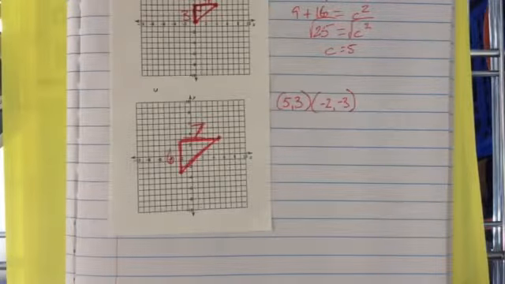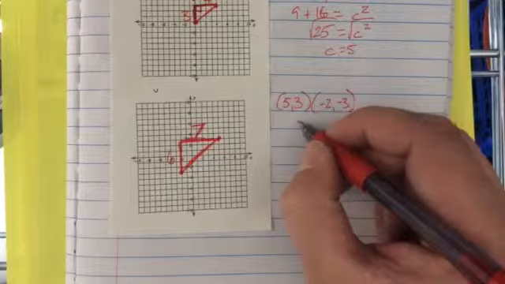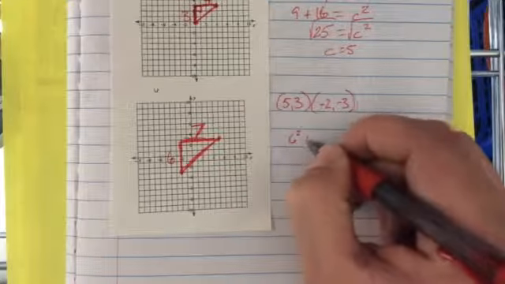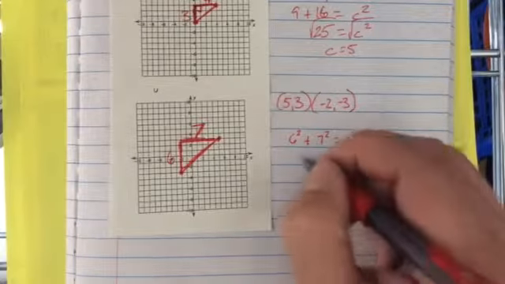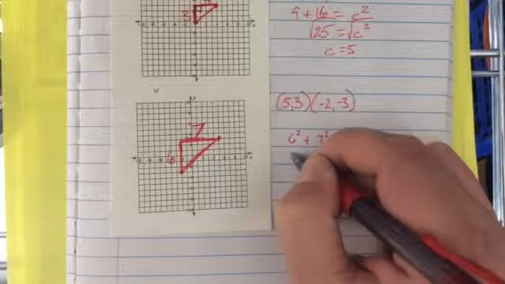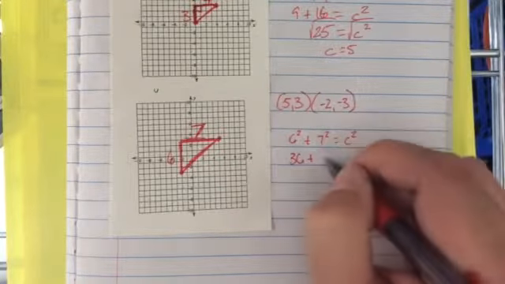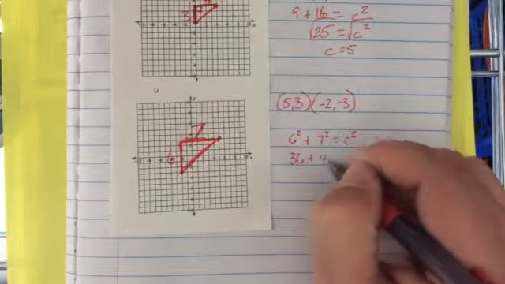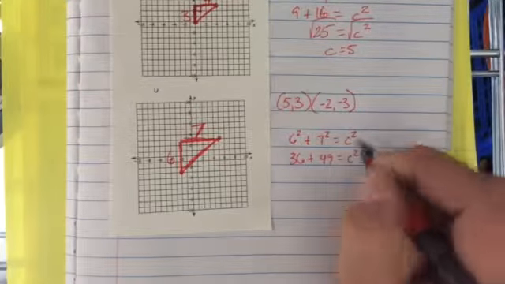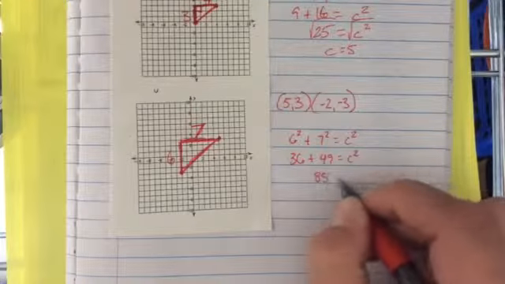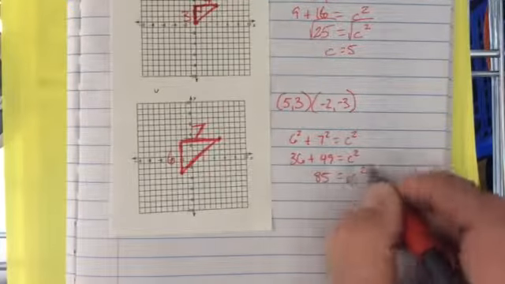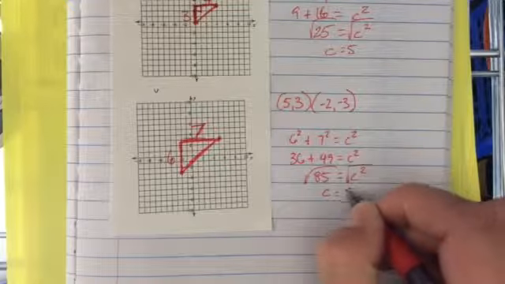So we have a side length of 6. That's going to be our A. So we have 6 squared, 36, plus 7 squared, 49, equals C squared. 36 plus 49 is 85. And C is the square root of 85, which is about 9.2.